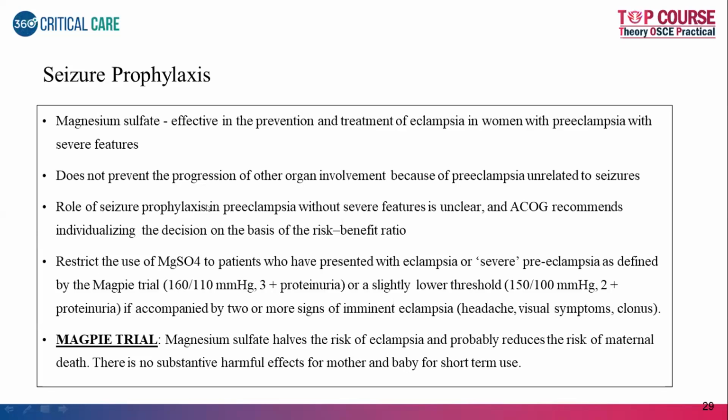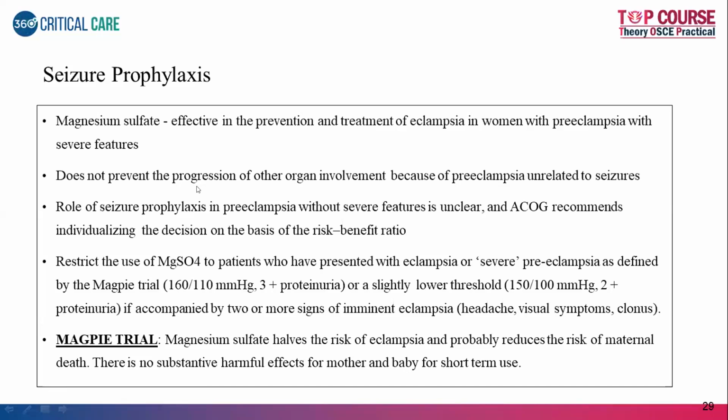The role of seizure prophylaxis in preeclampsia without severe features is unclear, and ACOG recommends individualizing the decision on the basis of risk-benefit ratio. In preeclampsia with non-severe features, the role of magnesium sulfate is still questionable. It should depend upon each patient. Whereas in preeclampsia with severe features, yes, you need to give seizure prophylaxis in the form of magnesium sulfate.